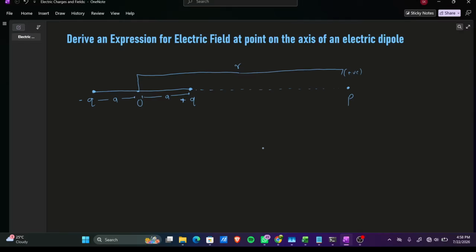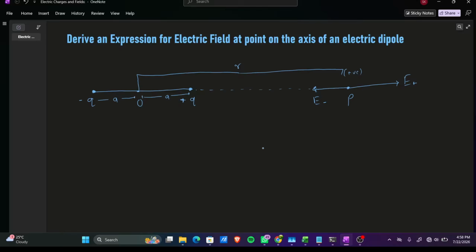The positive will repel, and the electric field will be in this direction due to the positive charge. And there is a charge q minus, and here is the positive charge. Due to the opposite nature, the electric field will be in this direction because they will attract. So the electric field due to the negative charge will be in this direction.